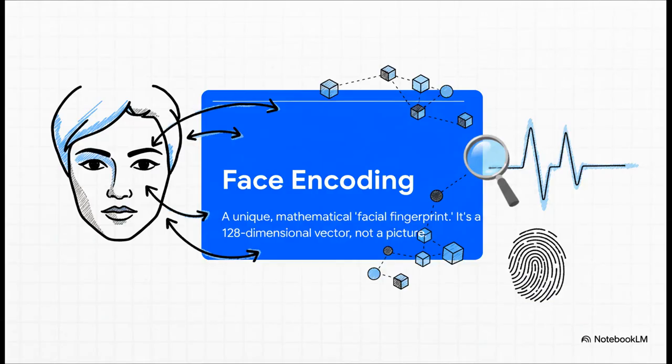Let's zoom in on this whole face encoding thing, because it's the secret sauce. Think of it like a unique facial fingerprint. But instead of the swirls on your finger, it's all math. The system measures all these key points on your face, like the distance between your eyes, the shape of your nose, that kind of thing, and converts it all into a list of 128 numbers. That's the vector. And here's the key thing for privacy. The system only ever stores that list of numbers, never your actual photo. That makes the whole process way more secure.